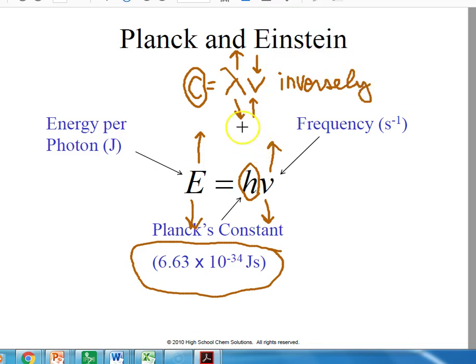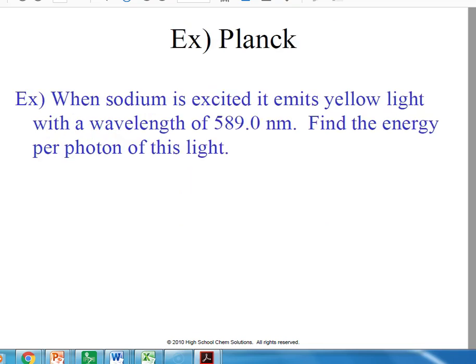But you will see here that they both have this v, or frequency, in their equations. So therefore, we can combine these two ideas. We can relate wavelength to energy, and energy to wavelength by way of the frequency. All right, and so that's what they're going to ask us to do in these example problems.